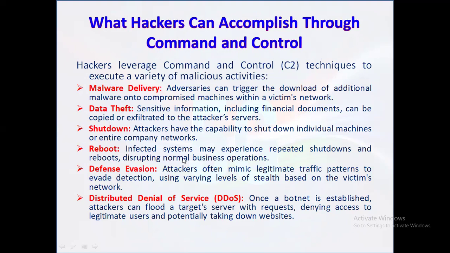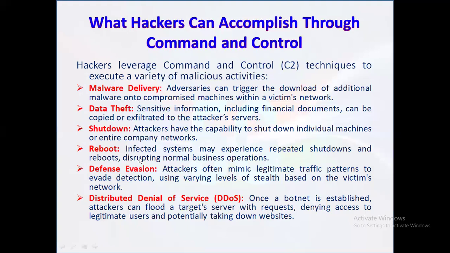Next, data theft. C2 attacks enable adversaries to copy and exfiltrate sensitive data such as financial documents from infected systems. This stolen information can be sold on the dark web or used for various forms of fraud. Shutdown. Attackers can remotely shut down individual machines or entire networks, disrupting business operations. This capacity can lead to significant downtime and lost productivity for organizations.